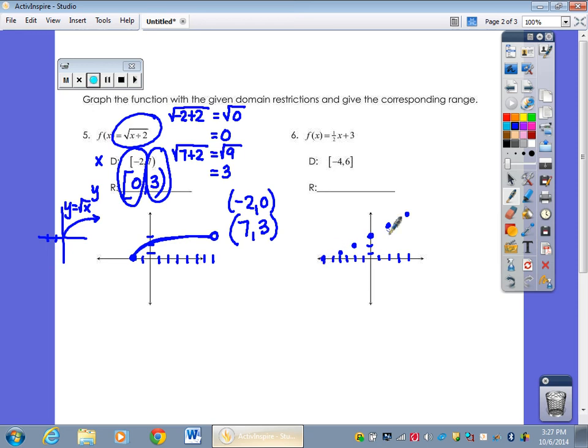So this would be a line, but we don't want it never ending with arrows at the end. We want it under this domain. So let's find the range that needs to go with it. If I put in a -4, I'm going to do 1/2 times -4 is -2, plus 3 is 1. And I'm going to use a bracket because there's a bracket there. And then if I put in a 6, I'm going to do 1/2 of 6, which is 3, plus 3, which is 6. And that will be a bracket as well.